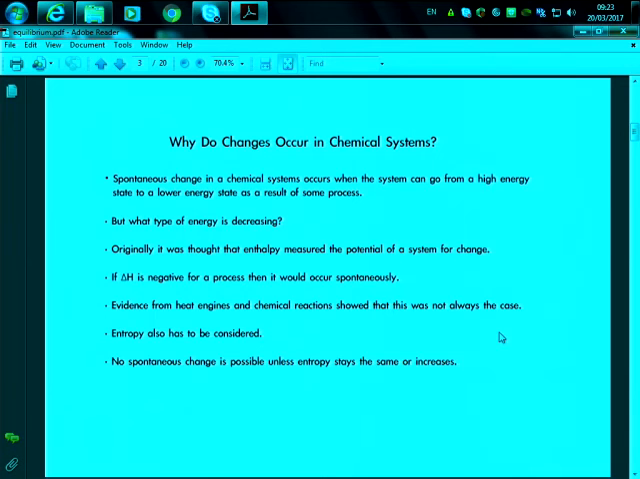So what happened later on? Then the second law of thermodynamics appeared. So entropy. So they realized that actually just having a negative enthalpy didn't dictate that the energy conversion was spontaneous. There were systems where the enthalpy was still negative, but then there was no spontaneous conversion. So that came from evidence from heat engines and chemical reactions, that this was not always the case, and therefore entropy had to be considered.